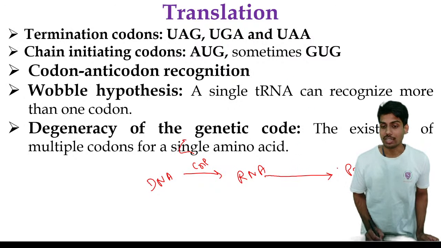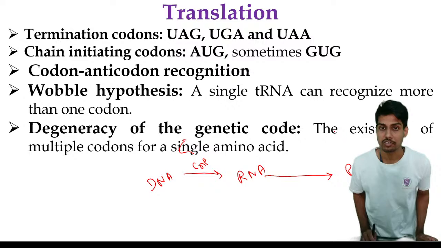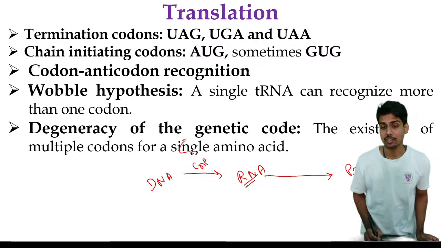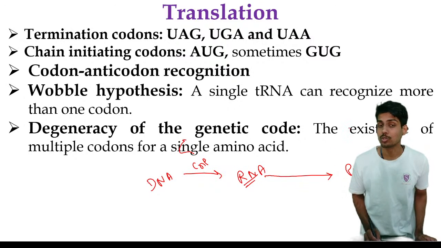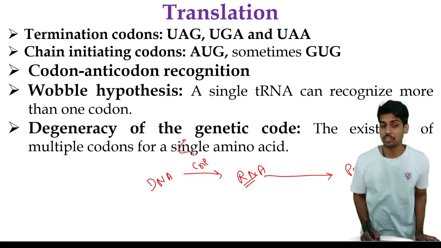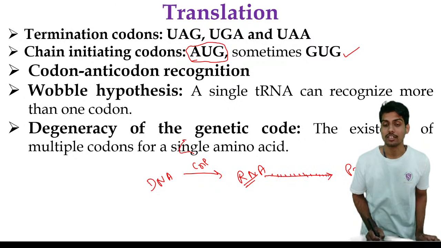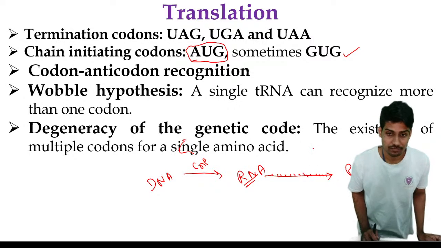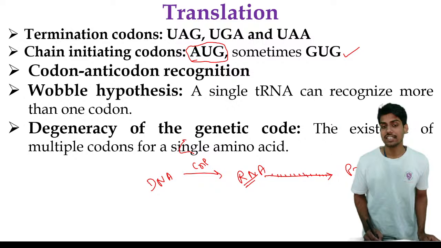To start the translation of this RNA into protein, we require some initiation codons, and some termination codons to stop the entire protein synthesis. Initiation codons are mostly AUG, or sometimes GUG also. And these codons will be present on the RNA. So these are the initiation codons.